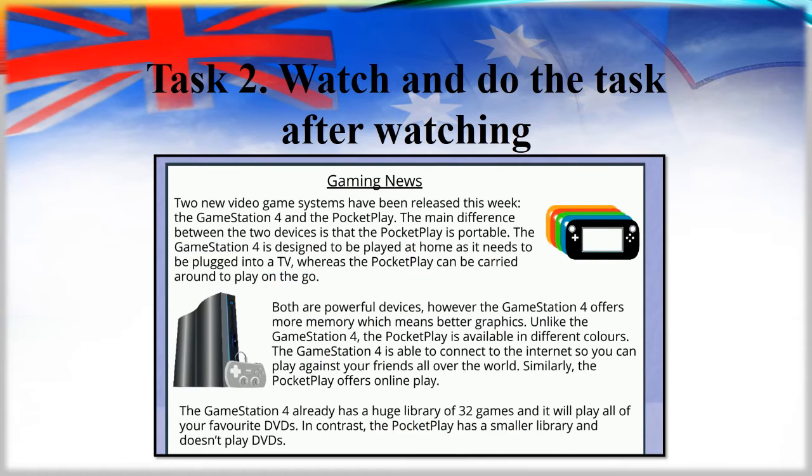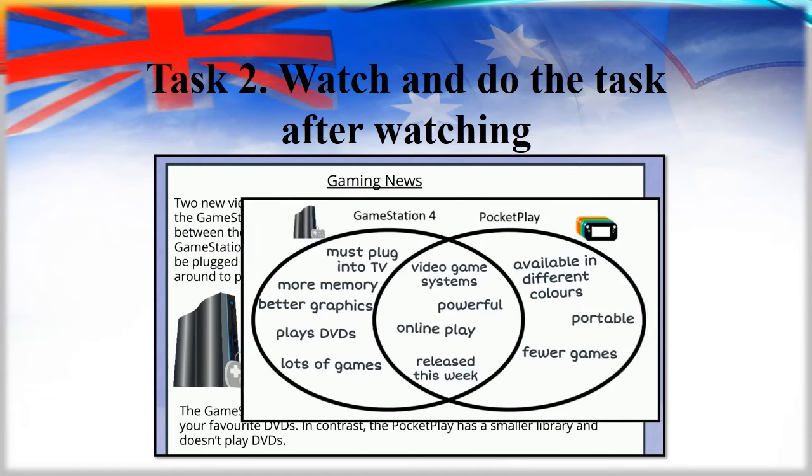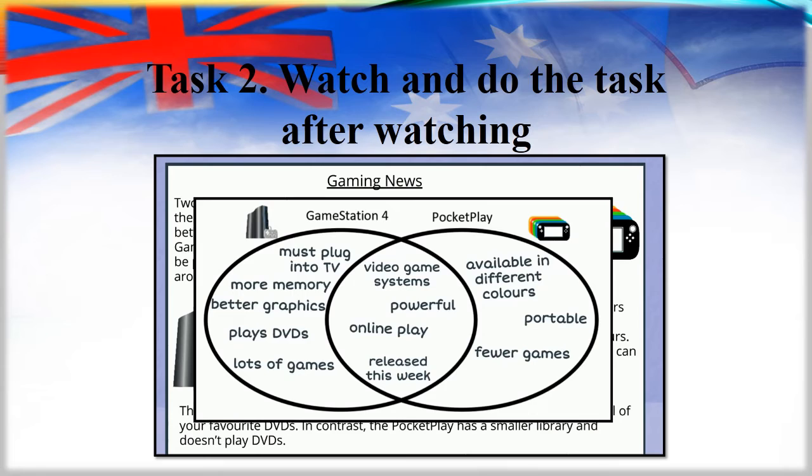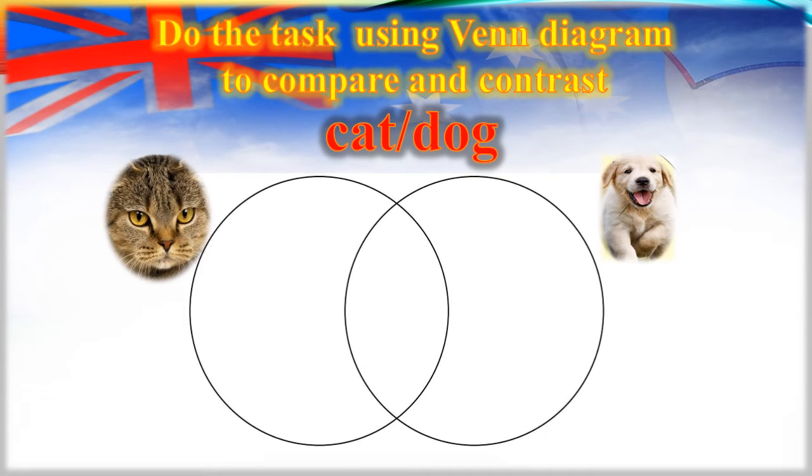There are more similarities and differences. Not all of them have signal words identifying them. Pause here while you look for more. Here are the similarities and differences I found. Which system do you think you'd prefer? Why? Justify your answer by comparing the two. Do the task by using a Venn diagram to compare and contrast cat and dog.